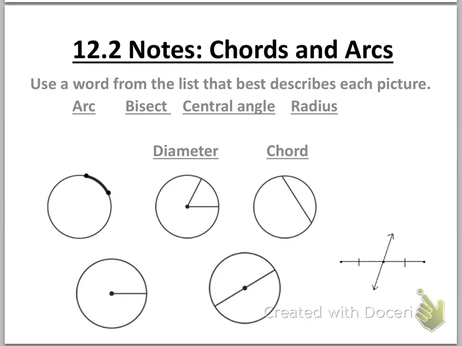Okay, so use a word from the list to describe each picture. So this one we can automatically assume is my radius because it goes from the center to the outside. All the way across and then through the center is going to be my diameter.